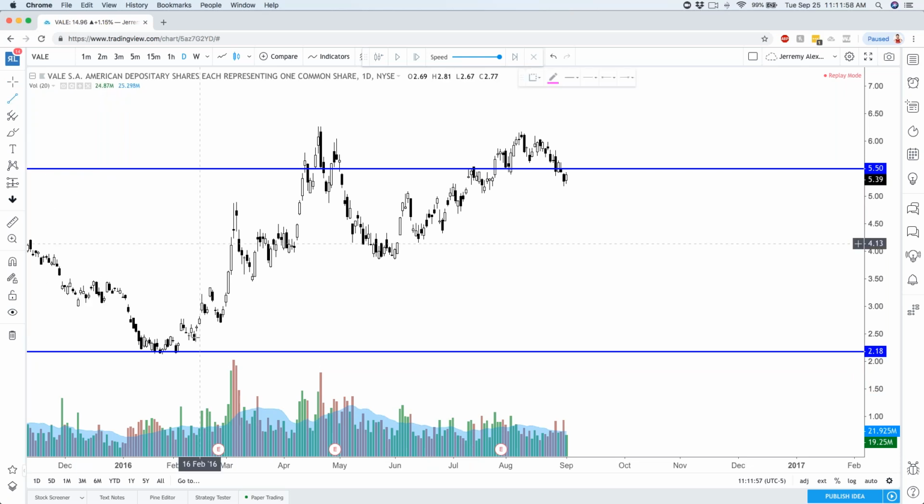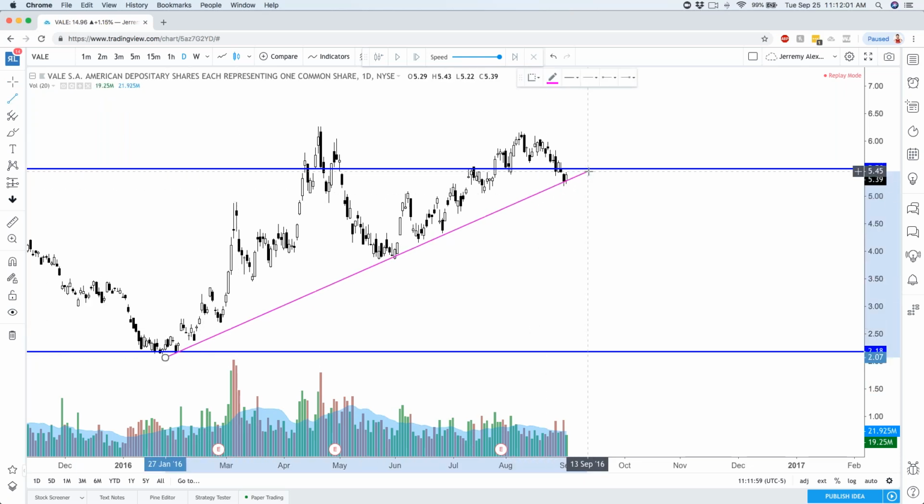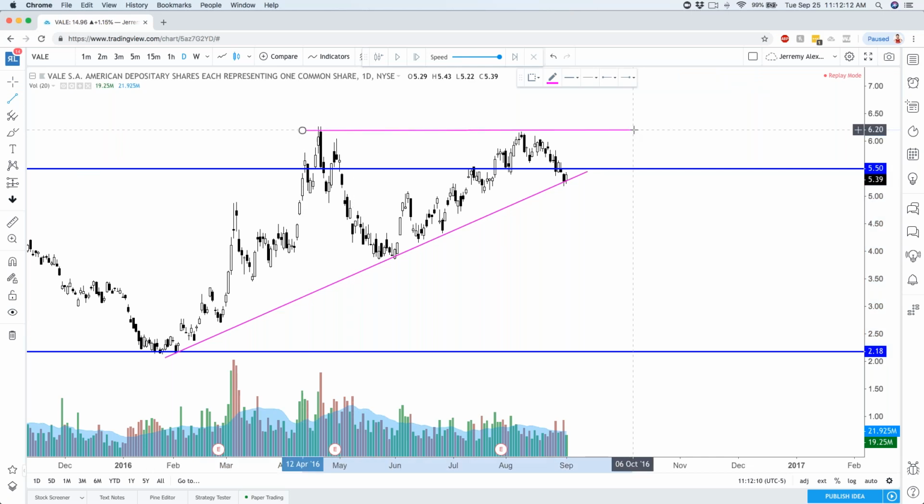So the next thing I do, once I draw my big lines, is draw some primary lines, just whatever lines your eyes see. 2 or 3 lines is plenty. You don't need that many. 2 or 3 lines. I'm going to draw this one, and I'm going to draw this one. And those are the 2 lines I think I'm going to add on the daily chart.